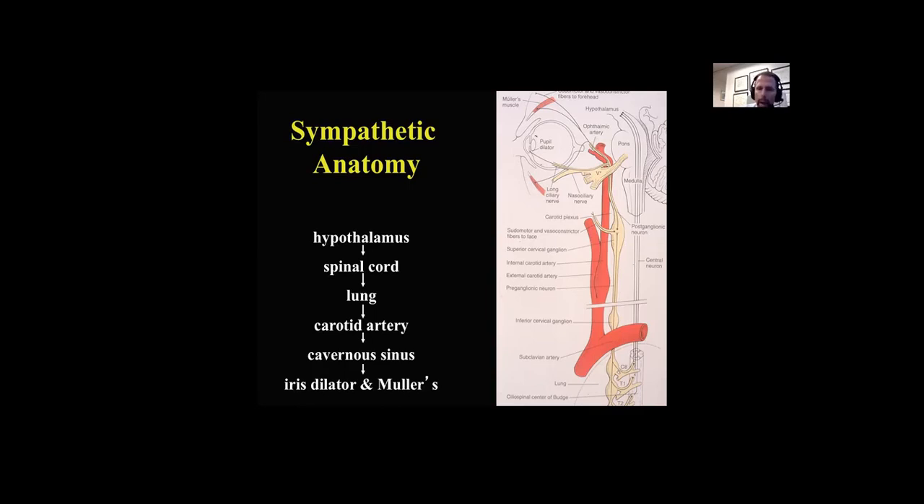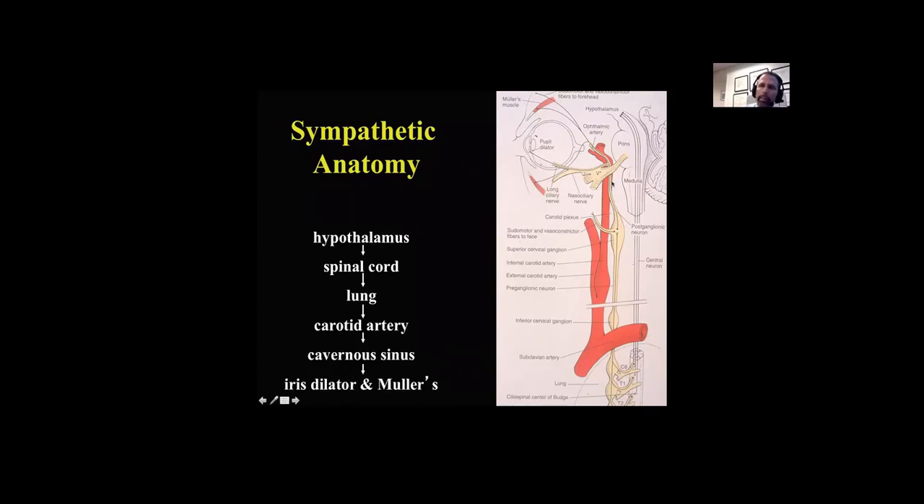Synapse, travel back up, will go over the top of the lung first, and then back up the carotid artery, and in fact travel within the wall of the internal carotid artery, up towards the angle of the jaw, where they synapse for the last time in the superior cervical ganglion, which is right about here. Those postganglionic sympathetic fibers then travel up along the internal carotid artery into the cavernous sinus.